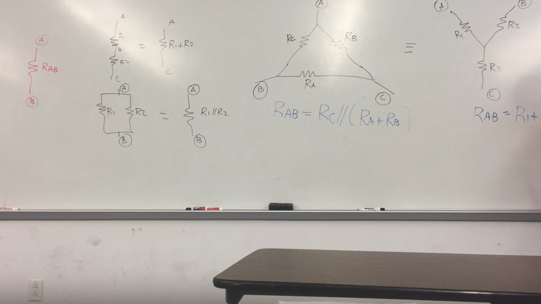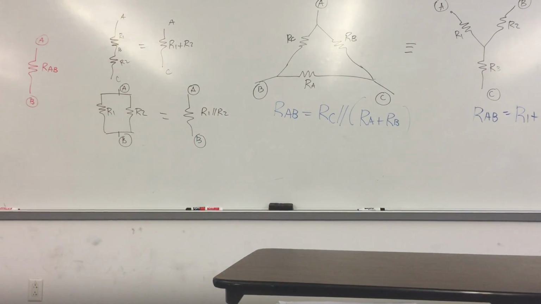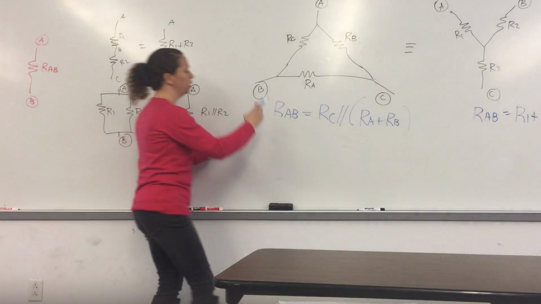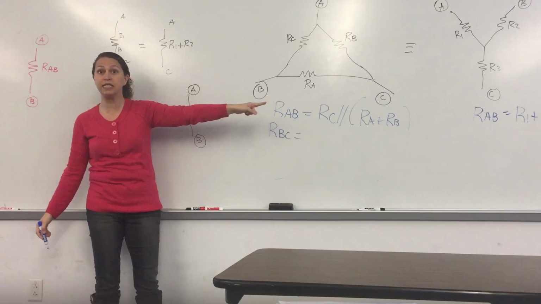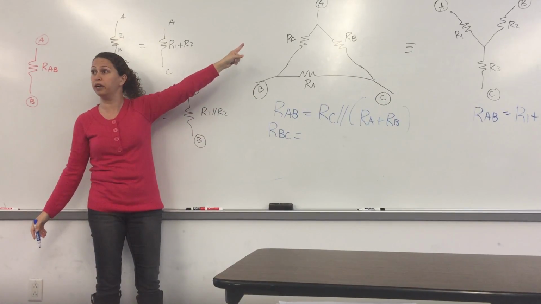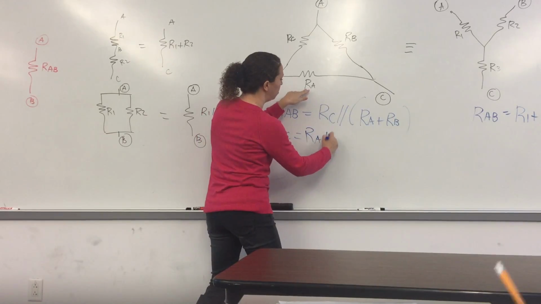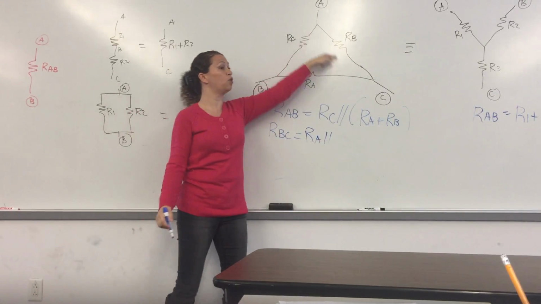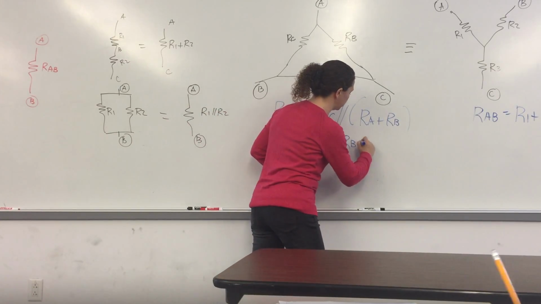Okay? You will see a set of three equations for delta to Y or Y to delta transformation. And those equations are obtained through those equivalencies. Okay? Let's do one more. So, if you look into between B and C, what do you see? B to C with A being not connected anywhere. RA in parallel with the series combination of RB and RC. So RB plus RC.